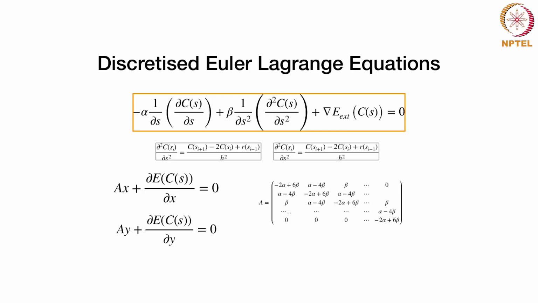So you will end up with this set of two equations. Again, the E is basically the image term. It's the gradient of the image evaluated at the curve. A is a pentadiagonal banded matrix, which basically carries the weights of the finite difference terms. And these are the final simplified form for the Euler-Lagrange equations.